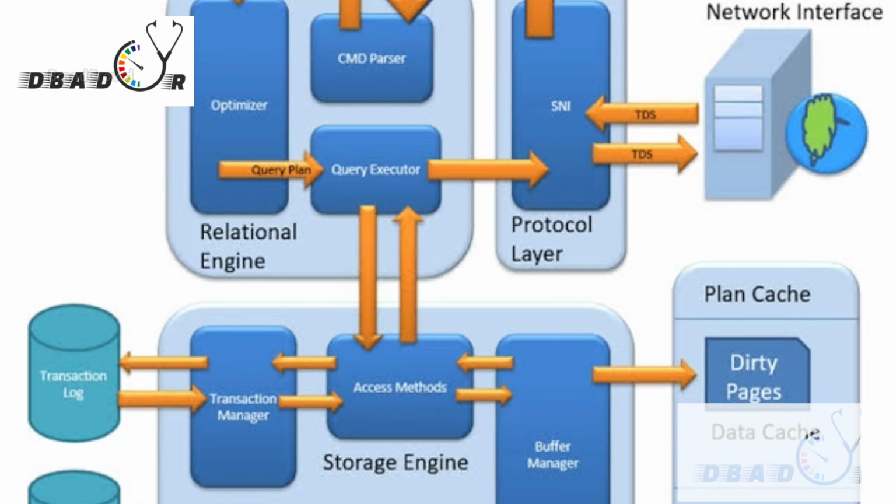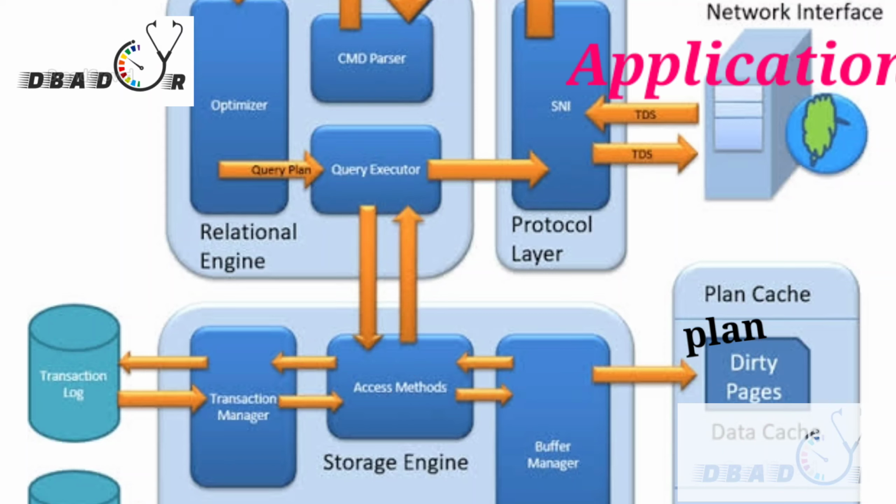If it is present, then it will directly pull that plan and send it with the help of this plan cache. It will send the data output to application, whatever application, it will send back to them. This is called a soft parsing.